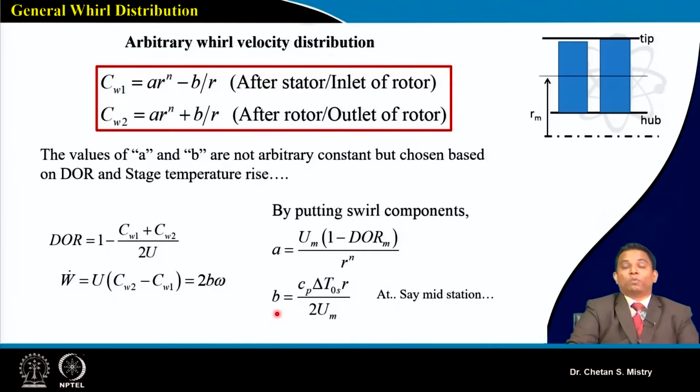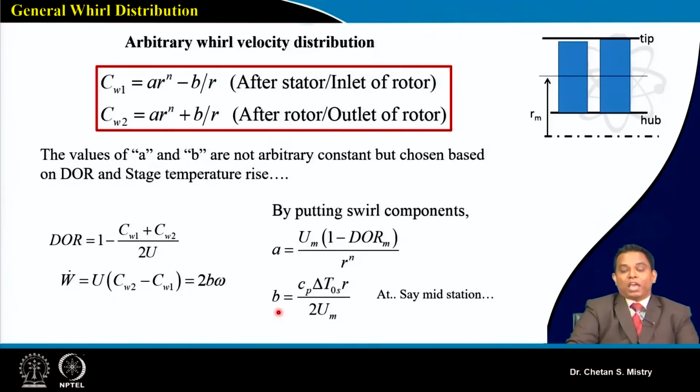So conventionally, in the books we refer to, the calculation is done at the mid section. The mid section calculation is very important. So initially we will do those calculations at the mid section. Then we will apply the logic for the variation of the whirl velocity component from hub to mid section and from mid section to tip.